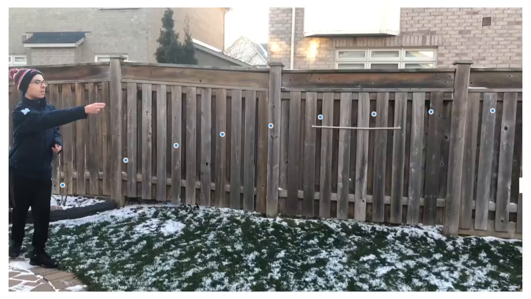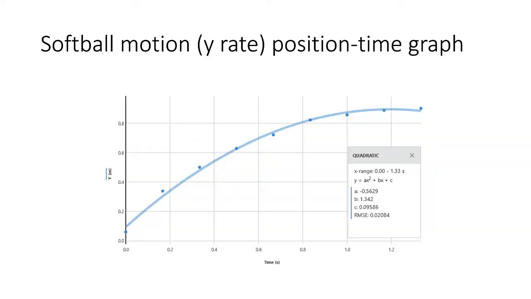So this is the actual analysis that I came up with, and this is it on a graph. This is the y versus time graph. So basically, I applied a quadratic fit to this. This was because it best fit the points.